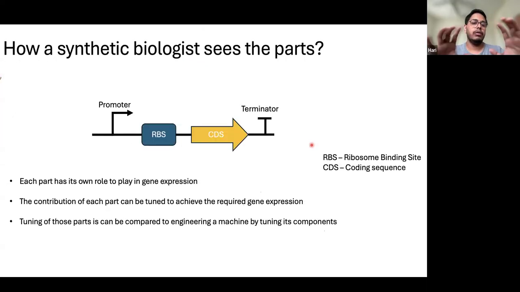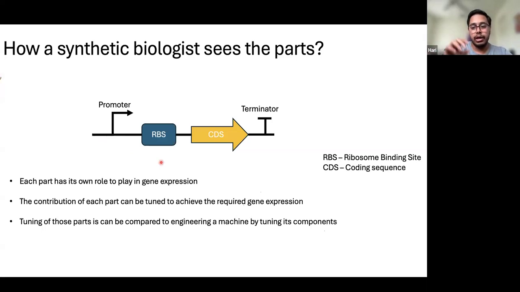In synthetic biology literature, this is the common way to show the different parts on the DNA. We have a promoter, and then we have the RBS, which is the ribosome binding site, and then we have the CDS, which is the coding sequence for the protein, and then we have a terminator. Each sequence on the DNA will have its own impact on the expression of different genes. They can affect how much protein is being made. I think that was one of the questions.